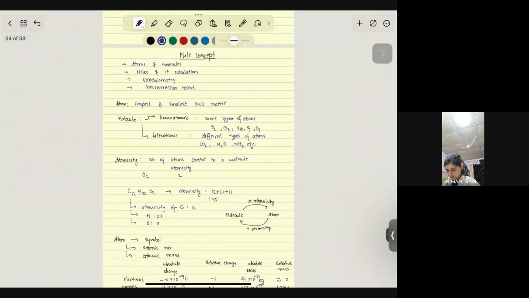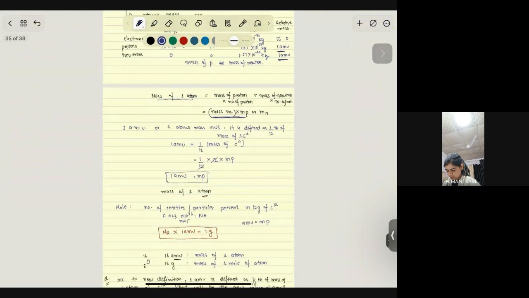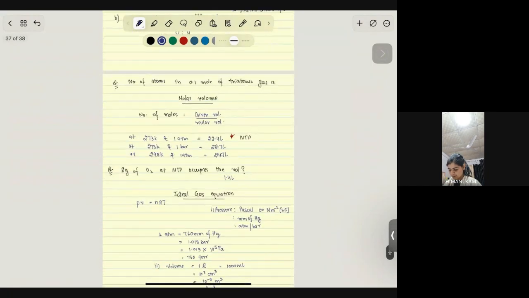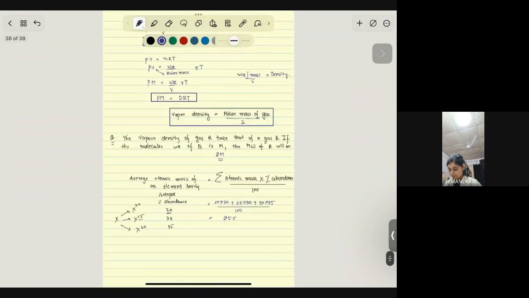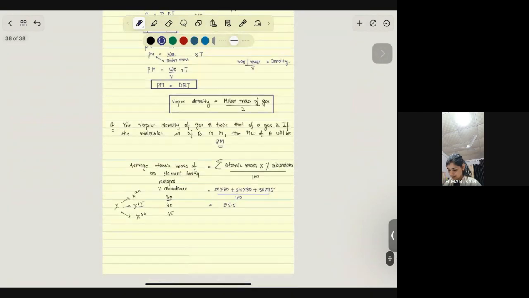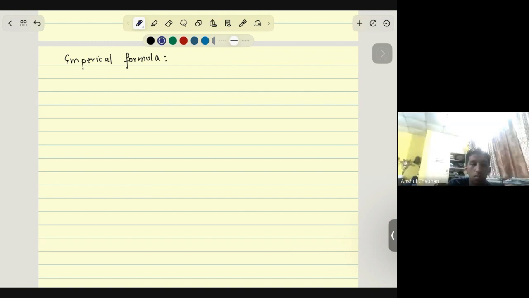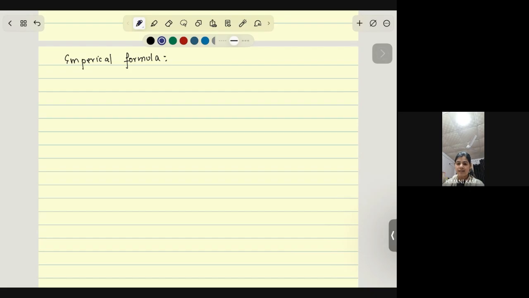So till now we have done atomicity, what is AMU, Avogadro number, how we can calculate number of atoms, molecules, number of moles, then the ideal gas equation and 3 equations associated with it. Now we will start with empirical formula. Do you know what is empirical formula? It is the simplest ratio of atoms present in a compound.